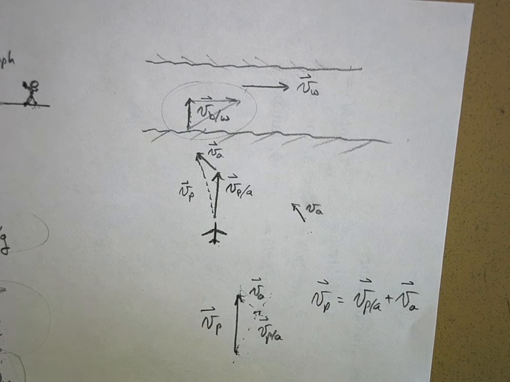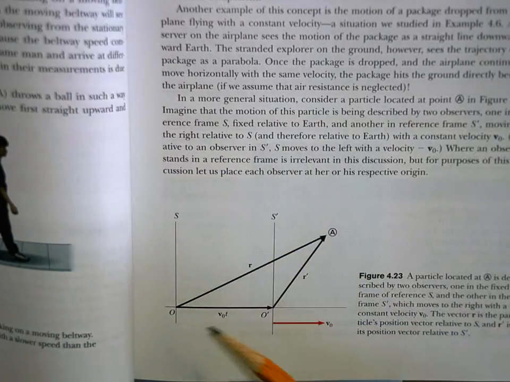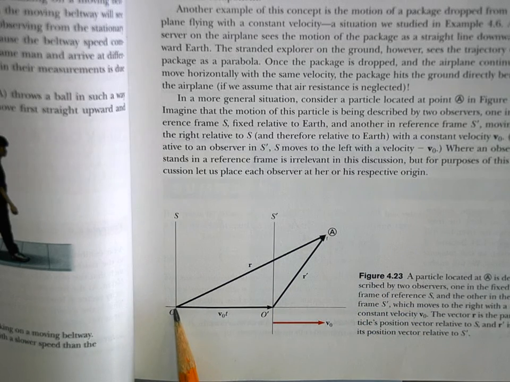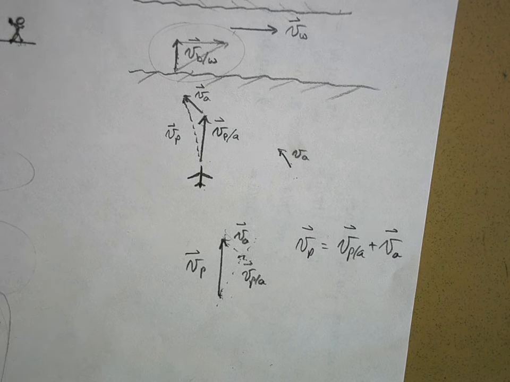Now we're running out of time, so I didn't have time to get to what they did in the book. And it's a little bit confusing. Here's the diagram in the book. Here's where the object is located. S prime is the moving reference frame. S is the stationary reference frame. And here R is your position vector, and then they take the derivative of it. And it's good stuff to know. And if I had time, I'd go over it with you.